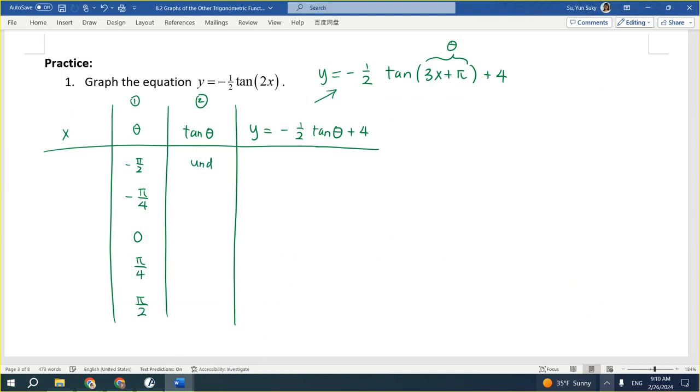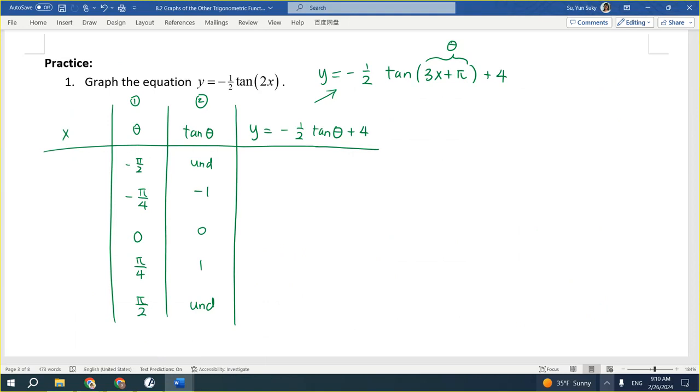Undefined, negative 1, and then 0. Yes, thank you. And then 1, undefined. Yes, very good.